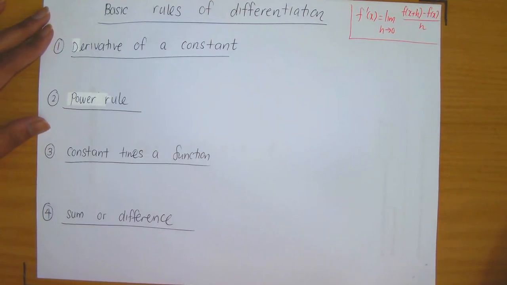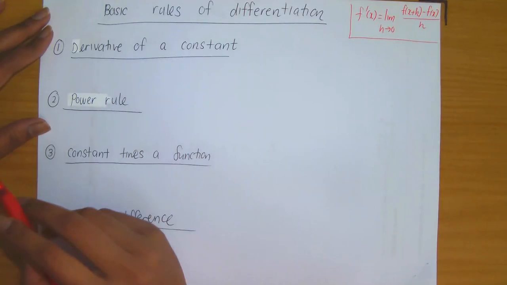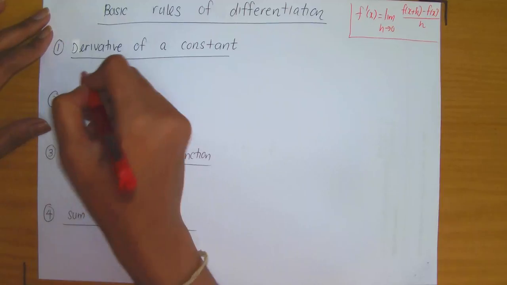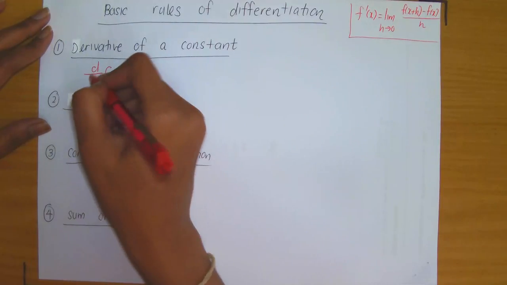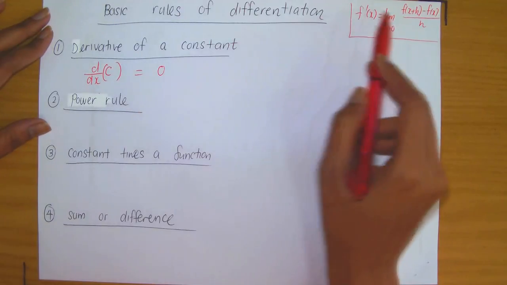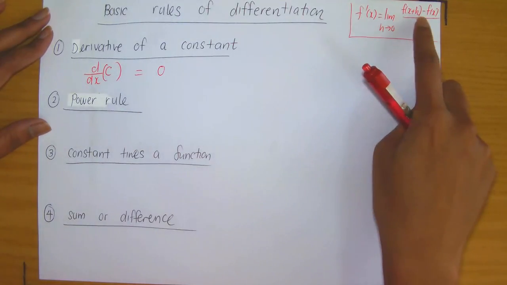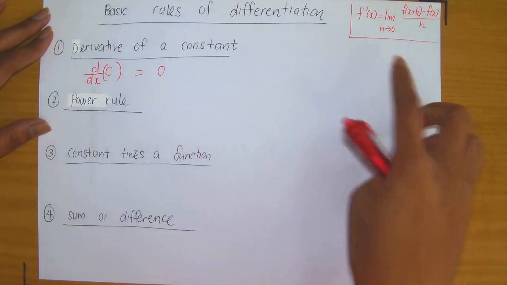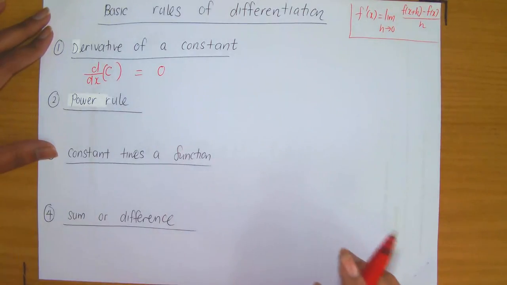Right, so the first rule that we're going to be referring to is the derivative of a constant. If c is a constant, then the derivative of c with respect to x is equal to 0. This can be easily derived by letting f of x equal the constant c and then finding f prime of x using that definition.